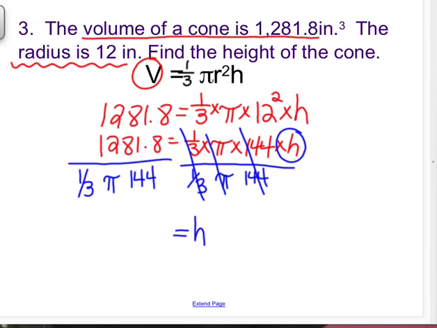And when you do all of that, fingers crossed, you should get an answer of 8.5. And it's plain old inches. It's not inches to the 3rd power. Because we're finding the height, it's just plain old units. So it's 8.5 inches. So this cone is 8.5 inches tall. It has a radius of 12 inches and ultimately a volume of 1,281.8 cubic inches. All right, so give that a shot. Make sure you can get that answer on your calculator.